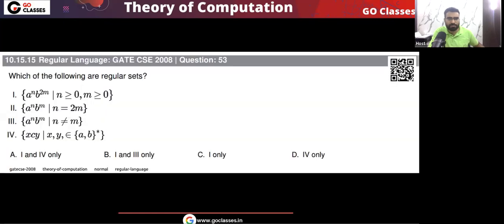Now let's move on. Now let's solve this GATE 2008 question. Which of the following are regular sets?